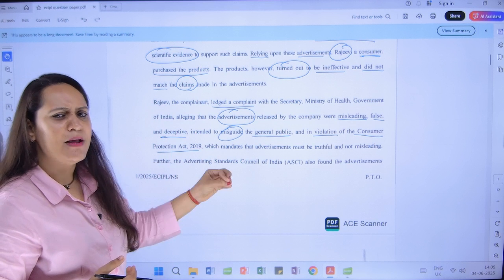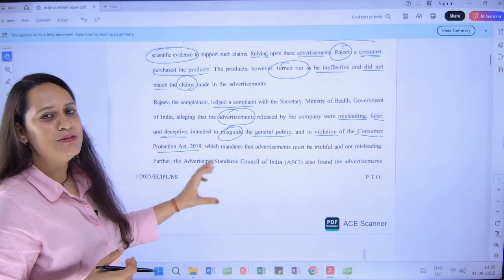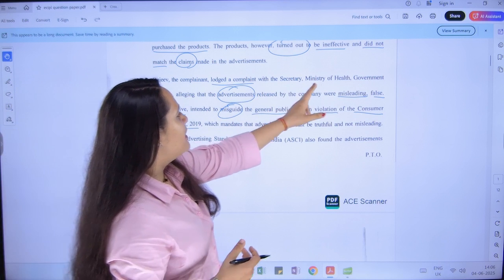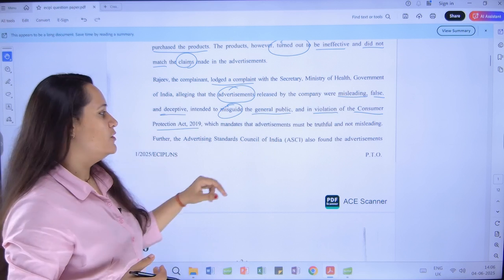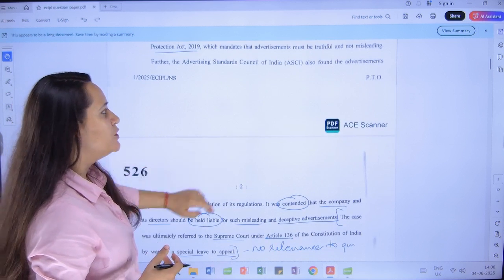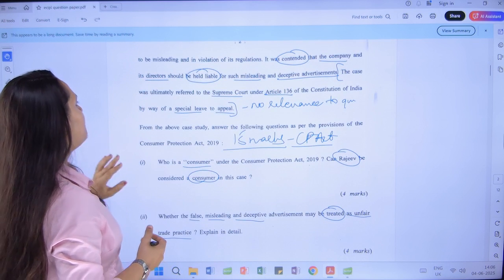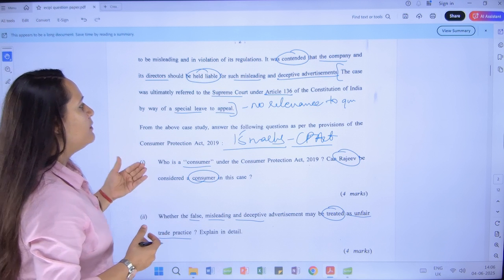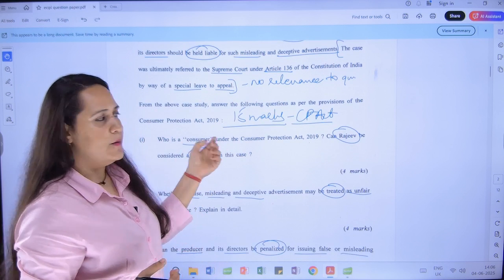Ultimately, he did not find any benefit out of it, so he filed a complaint against an organization for giving false and misleading advertisement, and he filed the complaint before the Secretary, Ministry of Health, Government of India. That advertisement is misleading and false. So, even the Advertising Standards Council of India held that it is a misleading advertisement, but the company was not happy, so they preferred an appeal before the Supreme Court under Article 136 of the Constitution, requesting a special leave petition.